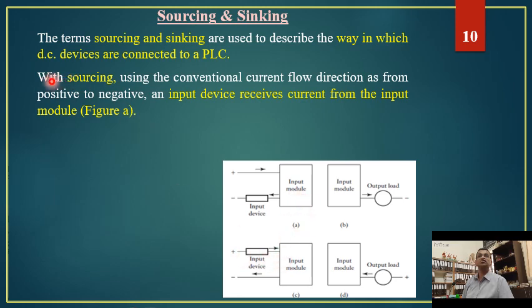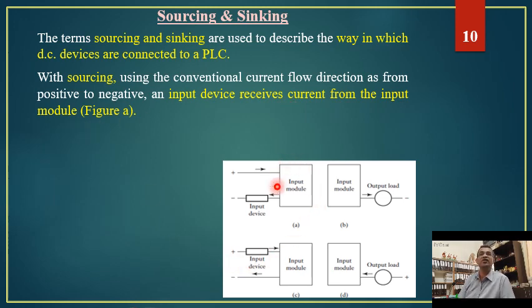Now in this particular figure, figure A is for sourcing. So here note that with sourcing we use the conventional current flow direction. If you take conventional current flow, that is current is moving from positive to negative of the battery, that is conventional current. So direction from positive to negative, and input device receives the current from the input module.